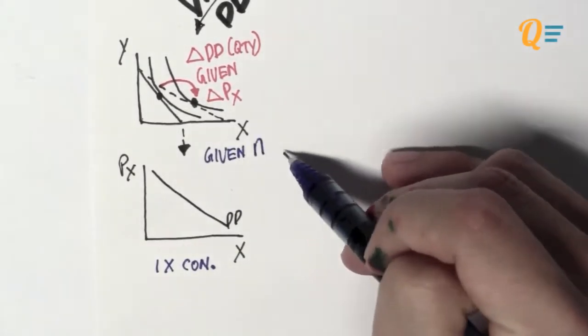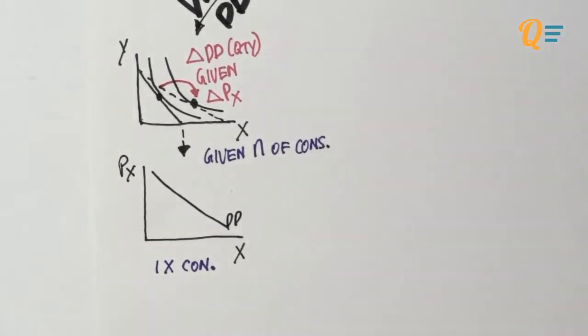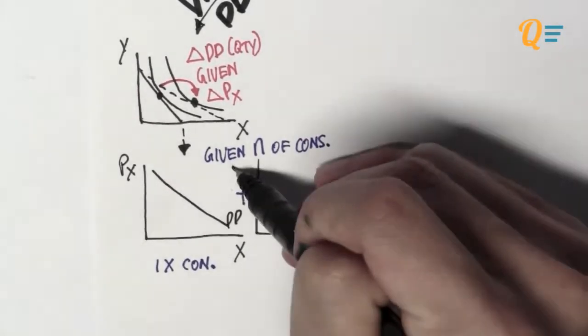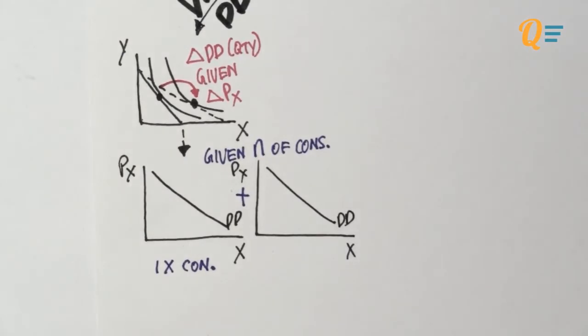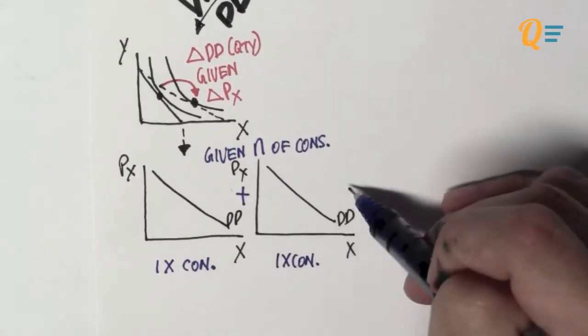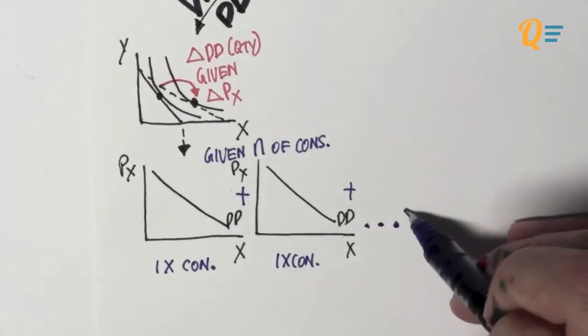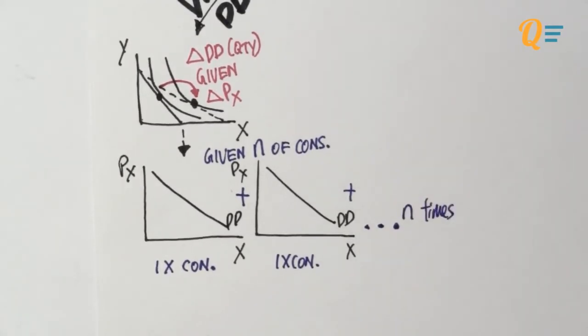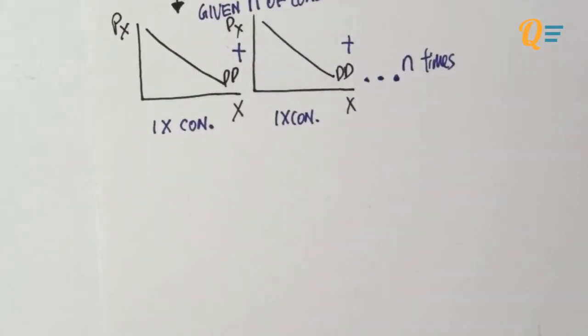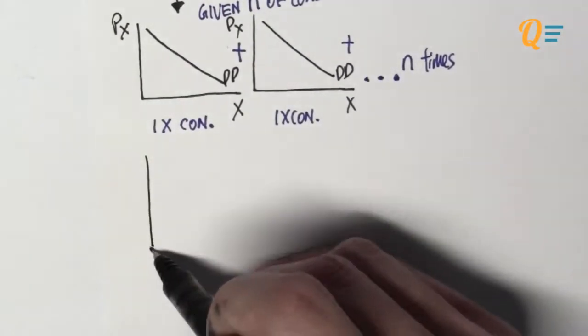However, in the market, there's going to be many consumers. So let's just imagine that there are n number of consumers. So you need to add this demand curve to the demand curve of the other consumer that's just beside them. So this is another demand curve for another consumer. So you're just going to keep adding all these demand curves n times. Okay. After adding these demand curves n times, you should get the market demand curve.